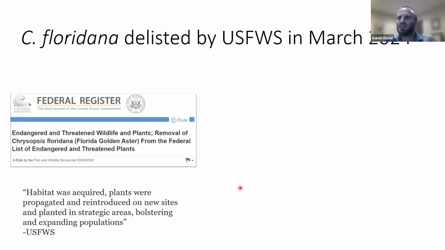According to the U.S. Fish and Wildlife and their delisting document, the habitat was acquired, plants were propagated and reintroduced on new sites and planted in strategic areas, bolstering and expanding populations. So that's what was in their delisting letter.